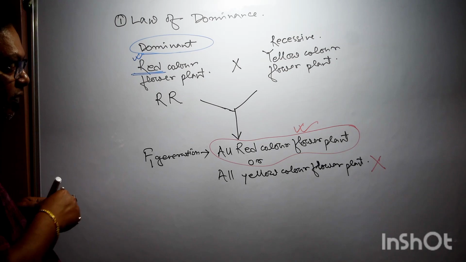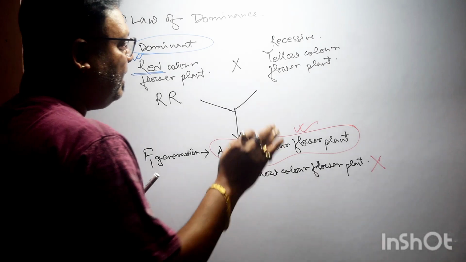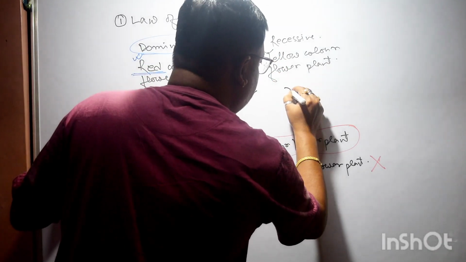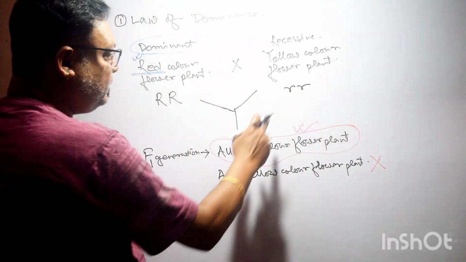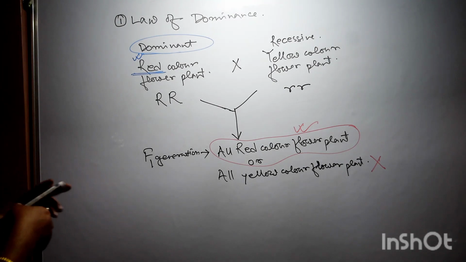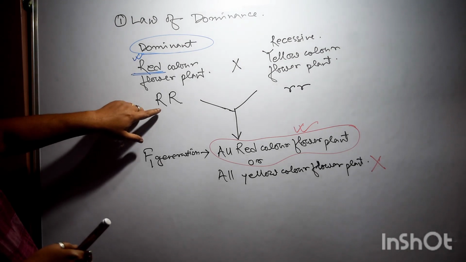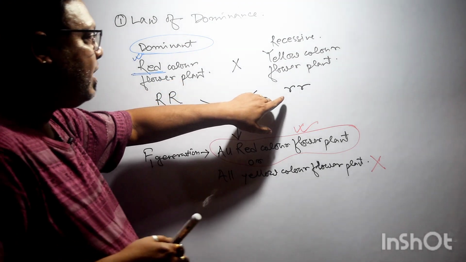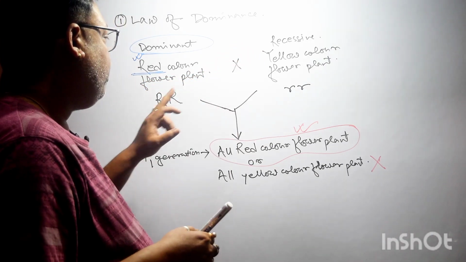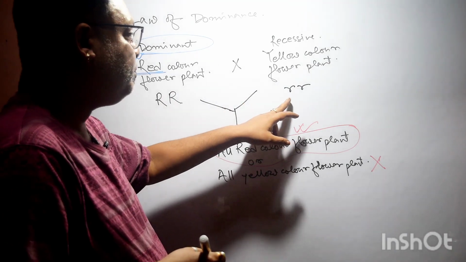In case of this one, it is yellow, but we will not take Y into consideration. We will just put the smaller letter of the dominant one. So this one, red, as it is dominant, the genotype will be capital R. This one we will not consider as Y because it is a recessive one. We will go for the smaller letter of capital R, that will be small r.